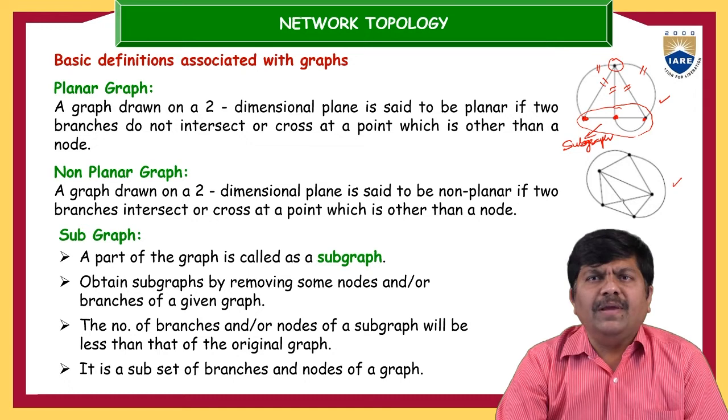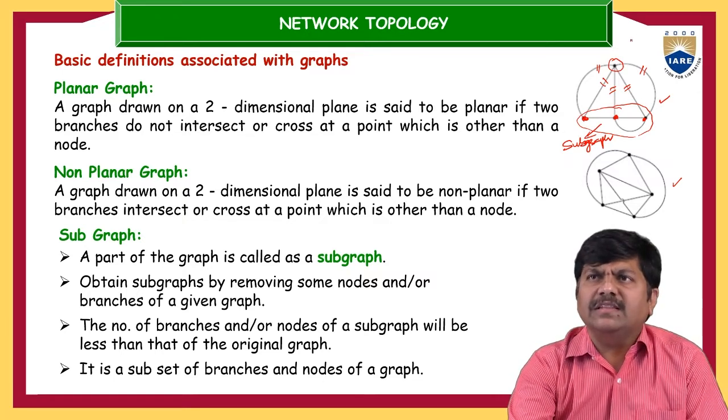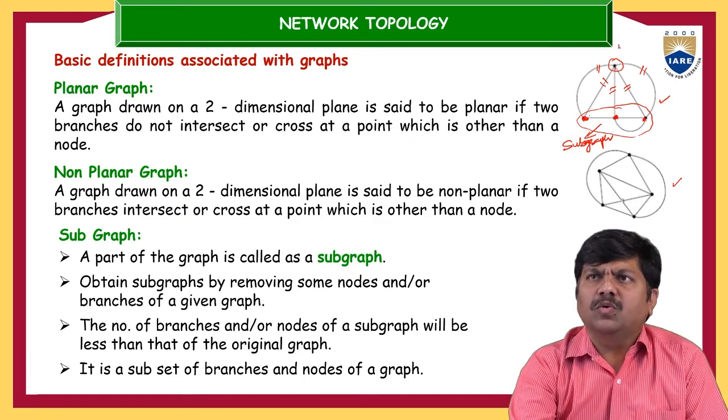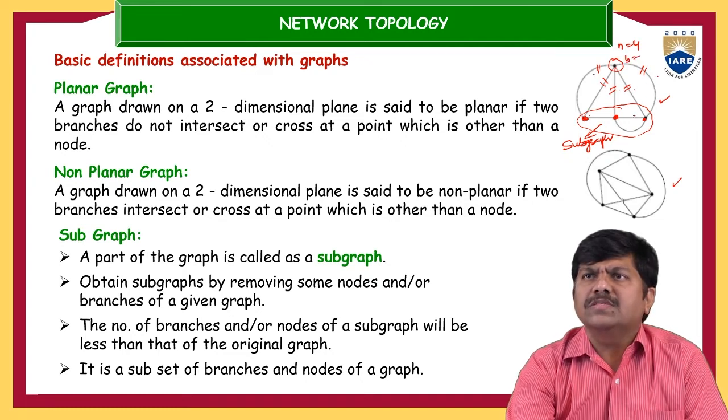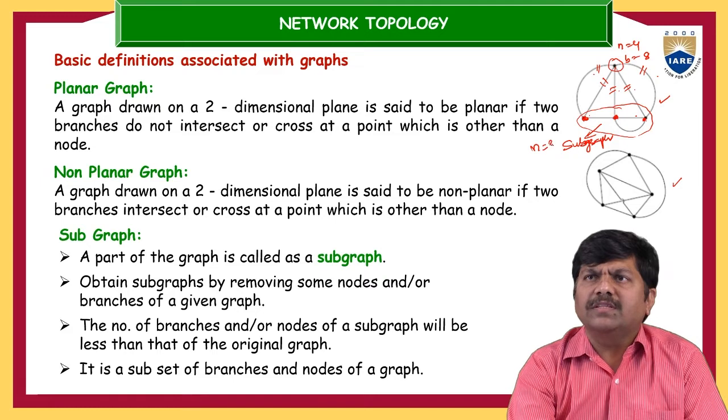The number of branches and or nodes of a subgraph will definitely be less than that of the original graph. The original graph is this entire portion. In this one, how many nodes are there? 1, 2, 3, 4 nodes. So nodes are 4 and branches are 1, 2, 3, 4, 5, 6, 7, 8. So there are 8 branches. Now in the subgraph, how many nodes do we see? Just 3 nodes, and branches are also 3.